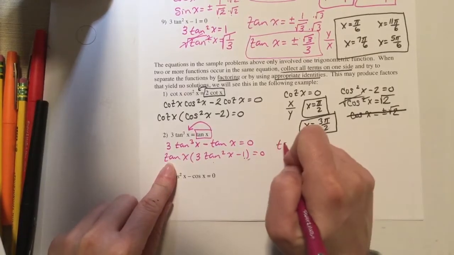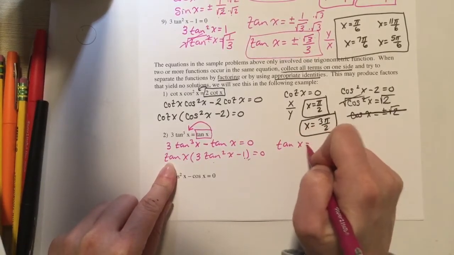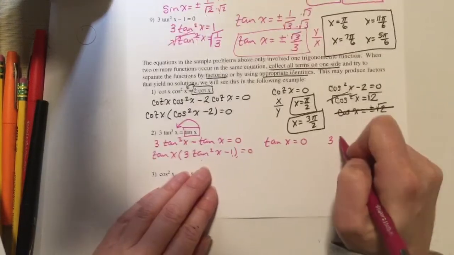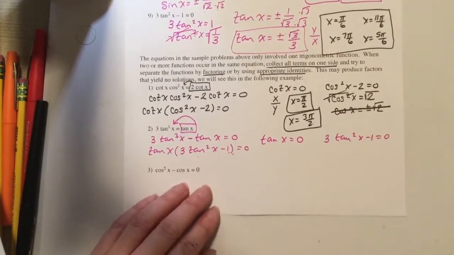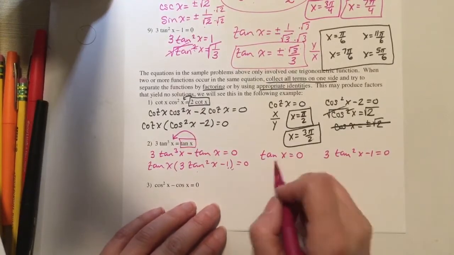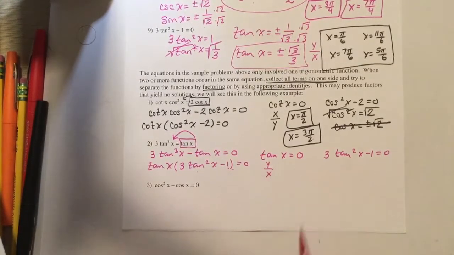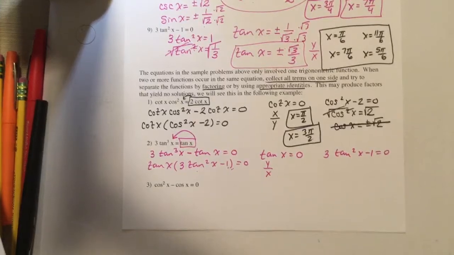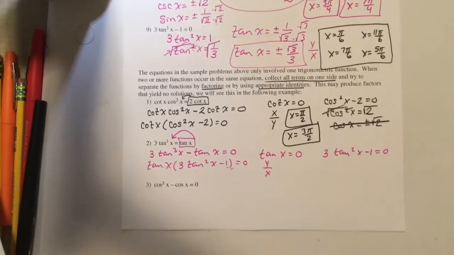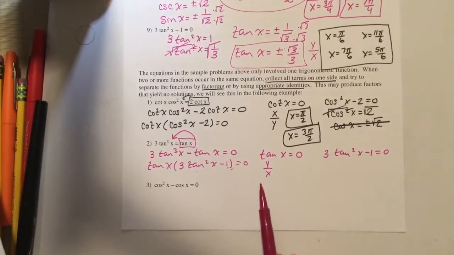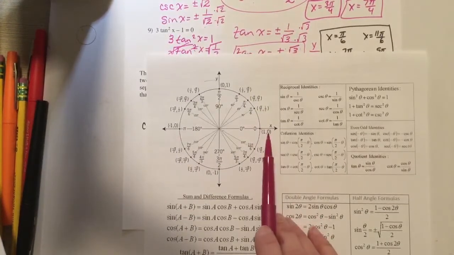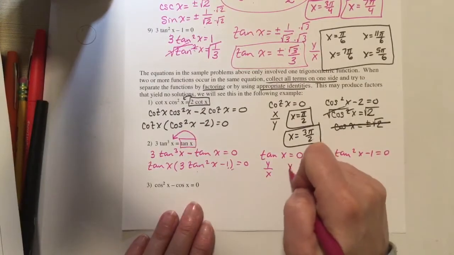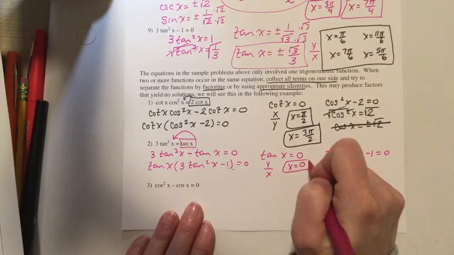So you take each one separately equal to 0. Tangent of x equals 0. 3 times the tangent squared of x minus 1 equals 0. Tangent of x. Tangent is y over x. So now we're looking on the unit circle. Where can I take the y value, divide it by x, and end up with 0? So here at 0, 0 over 1, well, that would work. So x equals 0. That's a solution.